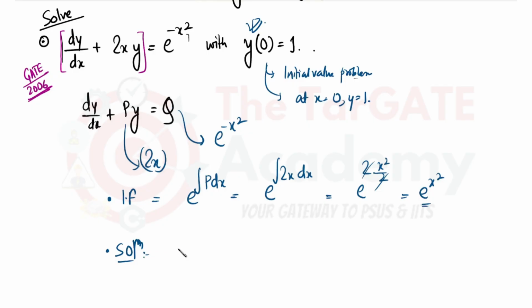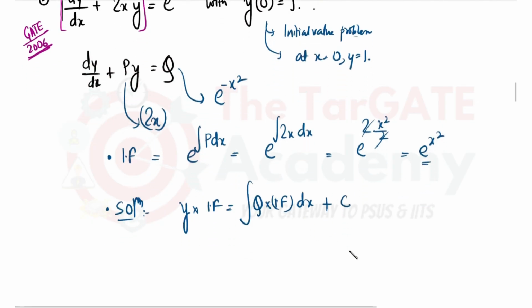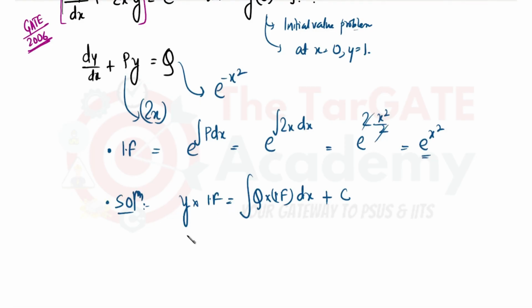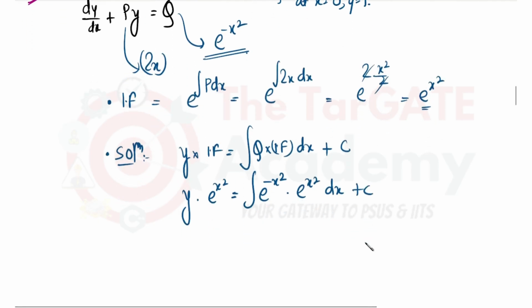Solution is, what is it? Y into integrating factor equals integration of q into integrating factor dx plus c. So हमारे पास y into integrating factor, तो y into e to the power x square. q का वैल्यू e to the power minus x square given to you, and integrating factor e to the power x square dx plus c. Quite easy, very very easy. आपका आस्तु का पेपर से इजी है गेट का क्वेश्चन, मैं बता रहा हूँ आपको सच में.